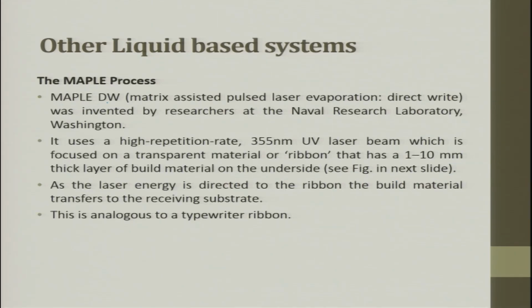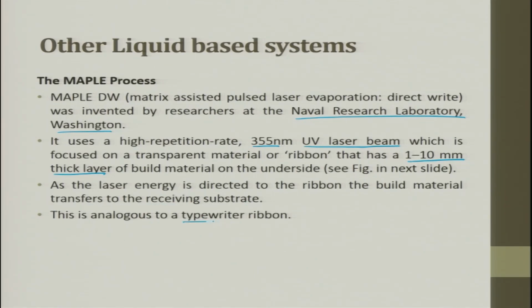Maple process, Maple DW, matrix assisted pulsed laser evaporation, direct write, was invented by researchers at the Naval Research Laboratory, Washington. It uses a high repetition rate 355 nanometer UV laser beam, which is focused on a transparent material or ribbon that has a 1 to 10 millimeter thick layer of build material on the underside. As the laser energy is directed to the ribbon, the build material transfers to the receiving substrate.